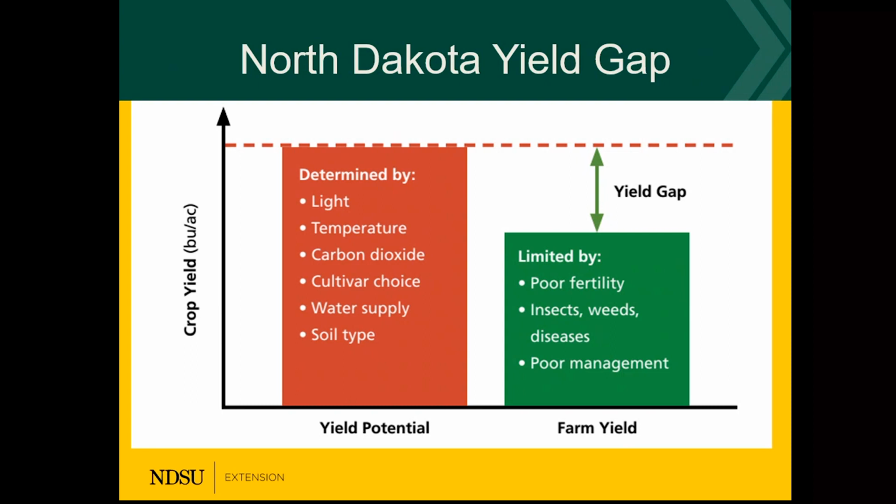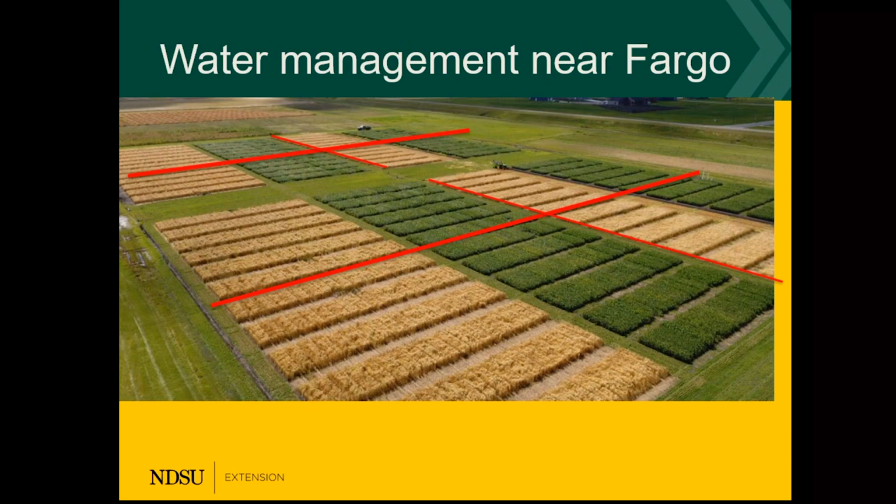So when you think about a variety, it has a yield potential. But then when you put it in the environment, there are all these factors that influence it to reduce that yield potential. So I'm going to talk about a few of those factors that reduce the yields and see if we can come up with some suggestions. But one of the things that we have to think about is also the seasons.